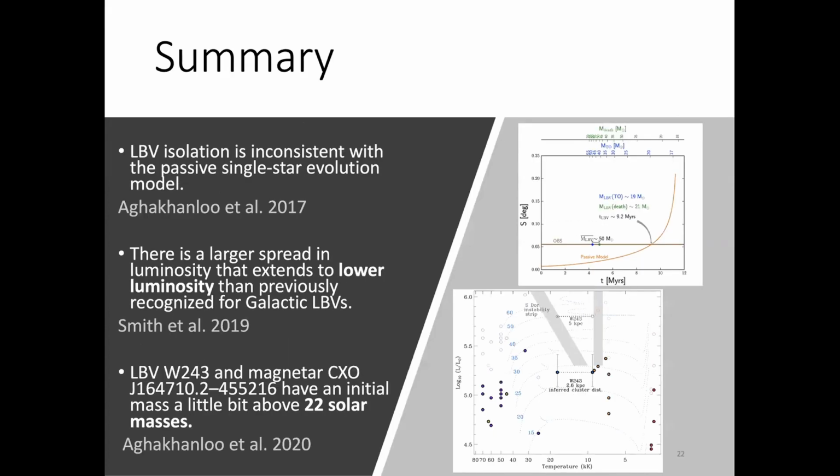So in my first work, we modeled LBVs' isolation, and we found that LBVs are isolated because they should be product of binary evolution. And then we used Gaia parallaxes, and we inferred how far away galactic LBVs are. And we found that nearly half of them are closer, which makes them less luminous, less massive stars, again more consistent with the binary evolution. And we found that LBV W243 and the magnetar associated with Westerlund 1 have initial masses a little bit above 20 solar masses, which is again consistent with the binary evolution. And with that, I will conclude.